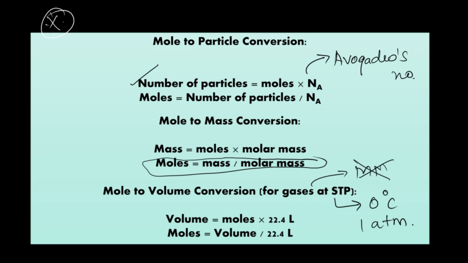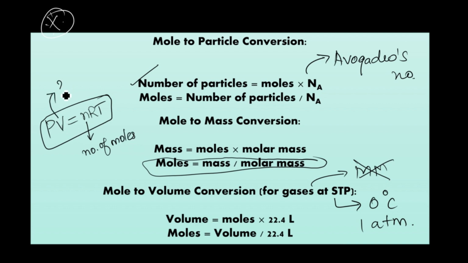Ma'am, what if they didn't mention that it is STP condition? What if they are giving some other temperature and pressure? Then you have to use the ideal gas equation PV is equal to nRT to find out number of moles, or if they have given the number of moles, you can find the volume. Okay, for non-STP condition.